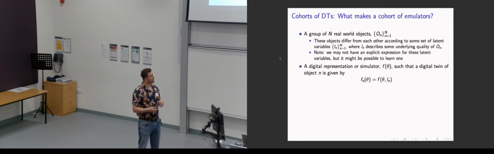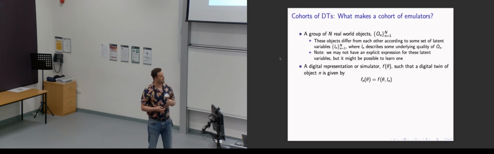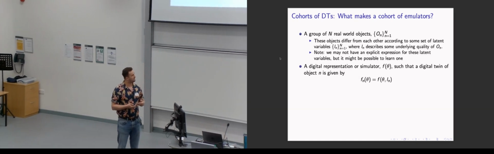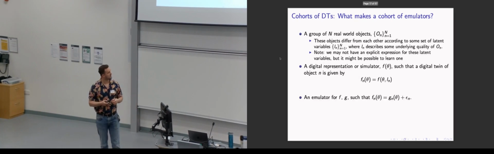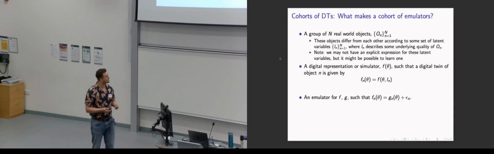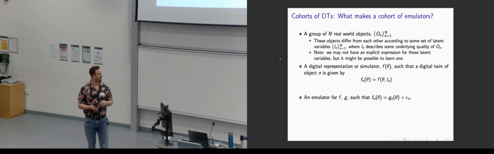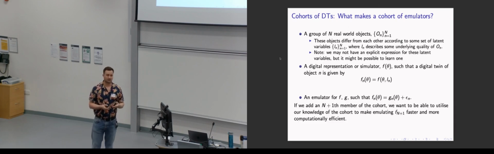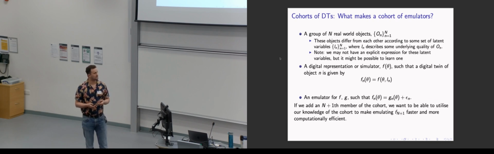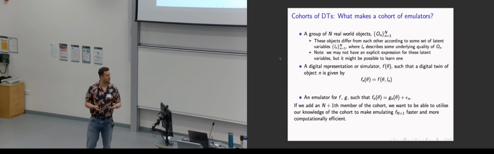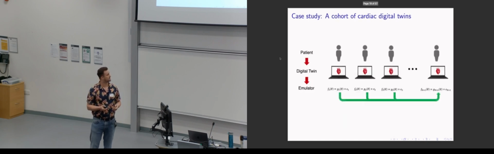Then after your real-world objects, you want your digital twin, which I'm calling F here, so that a digital twin of object n is given by this function f of theta and the latent variables. And then you want an emulator for f, g, g for Gaussian process if you hadn't guessed, so that f equals g plus some small, usually normal error. And if we add an n+1th member of our cohort, we want to utilize our knowledge about the previous members to make emulating f n+1 faster and more computationally efficient.